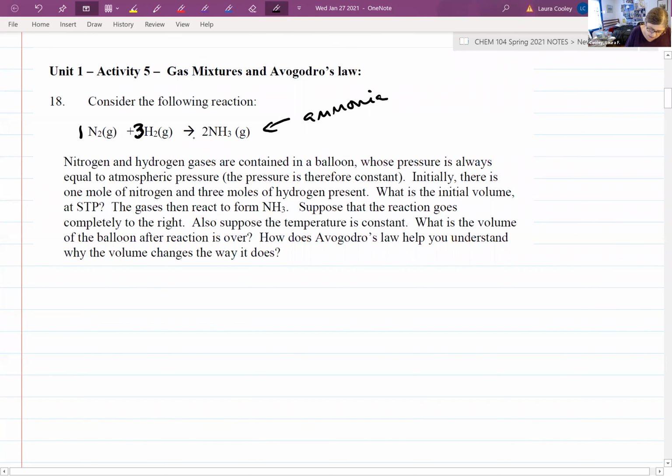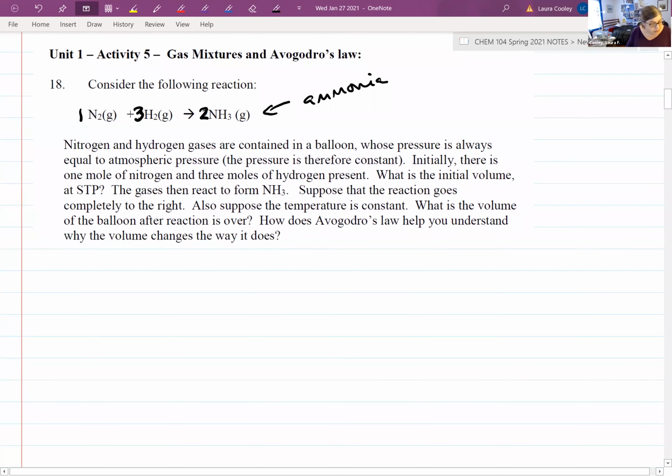Because there's a 1-to-3 ratio here. 1 mole of N2 combined with 3 moles of H2 to give 2 moles of ammonia. Okay, so it says at the beginning of the problem, nitrogen and hydrogen gases are contained in a balloon whose pressure is always equal to atmospheric pressure, and the pressure is therefore constant. Well, let me explain that a little bit. So here we have a balloon, okay, and it contains these N2 and H2 gases.